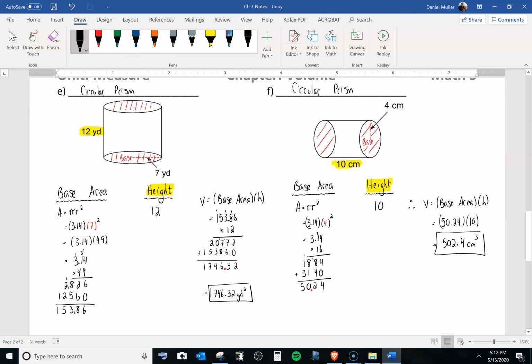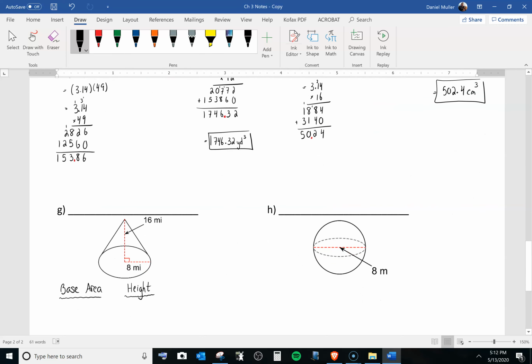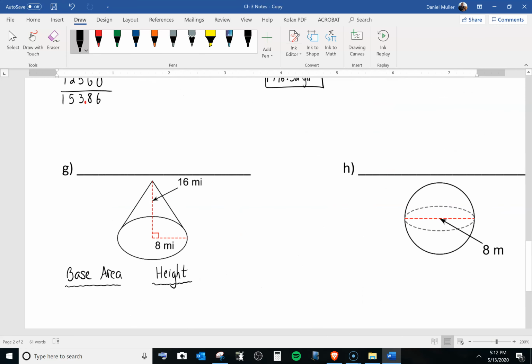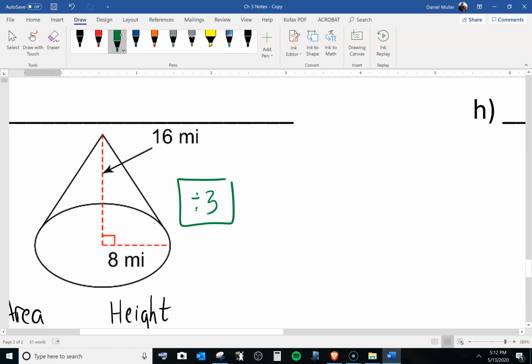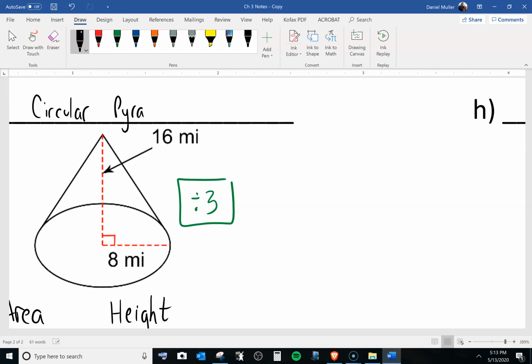Yeah, let's get 2 circular prisms. I think the next one, is it a cone? It is. Okay. Well, that's easy enough. It's the same thing, the base area times the height. We just want to make sure at the very end we are going to divide by 3. And that's because it is a pyramid. It's a circle-based or circular pyramid.